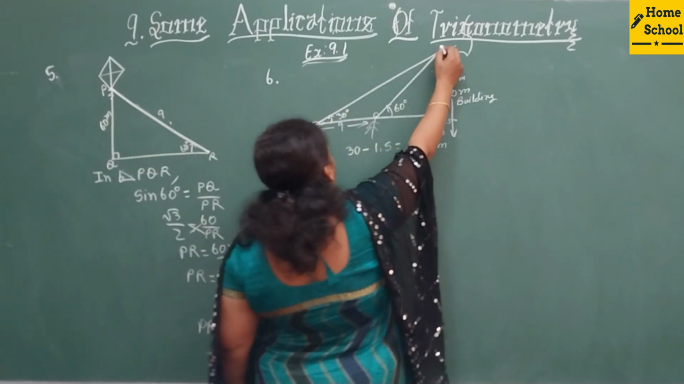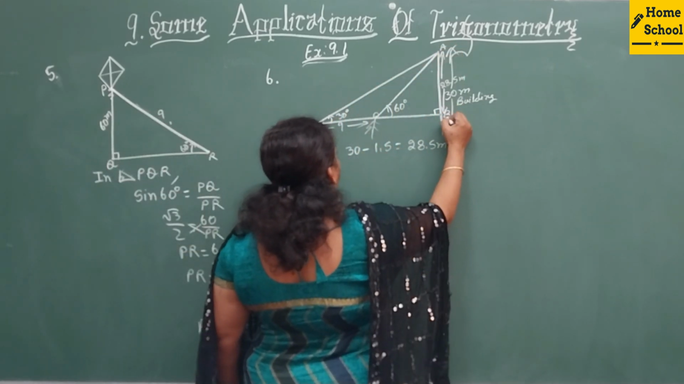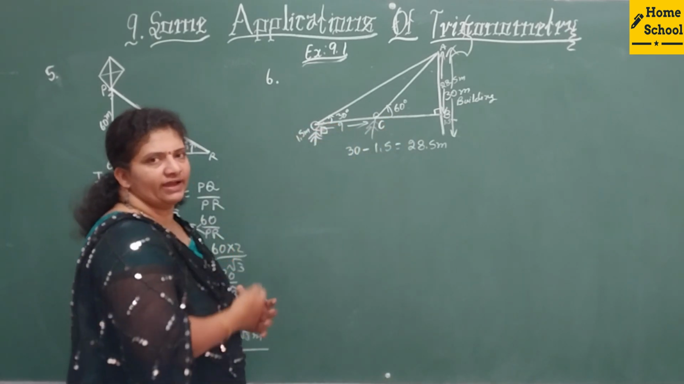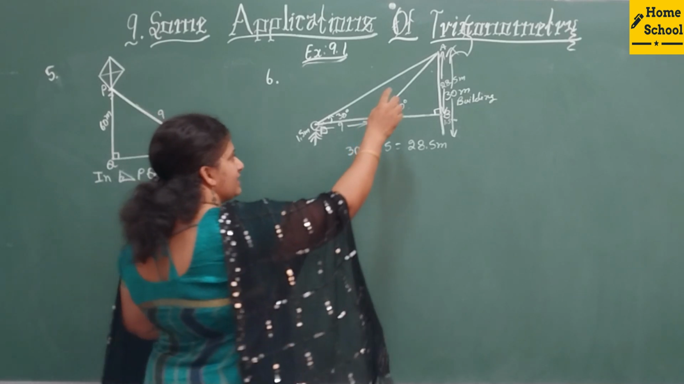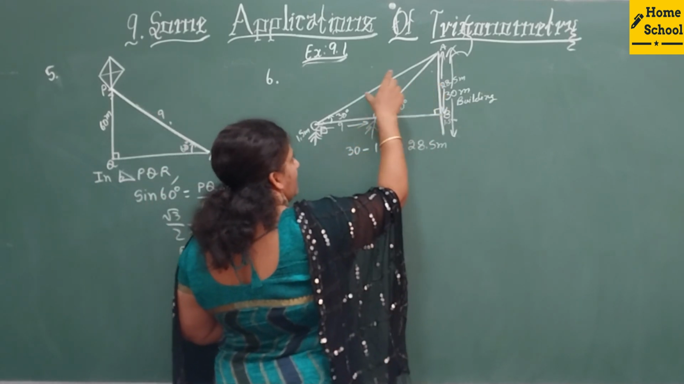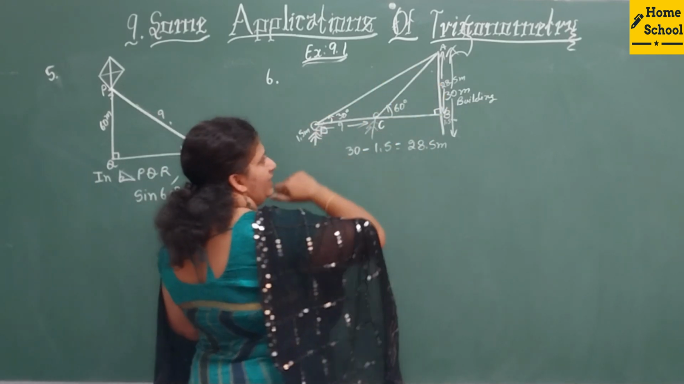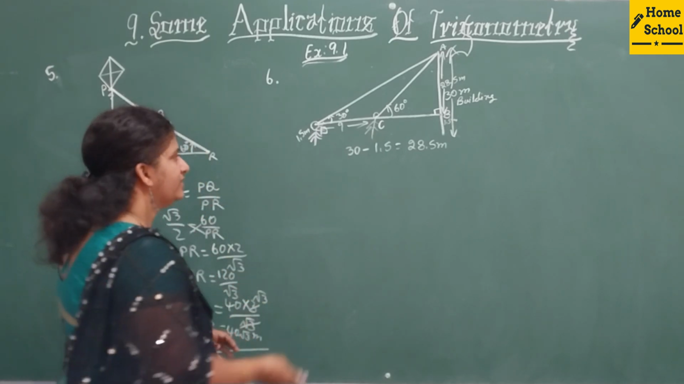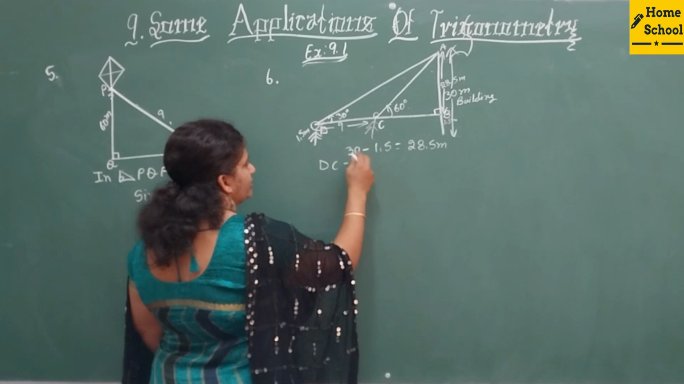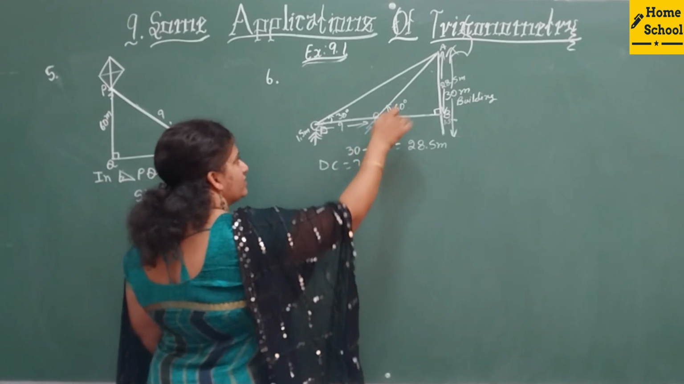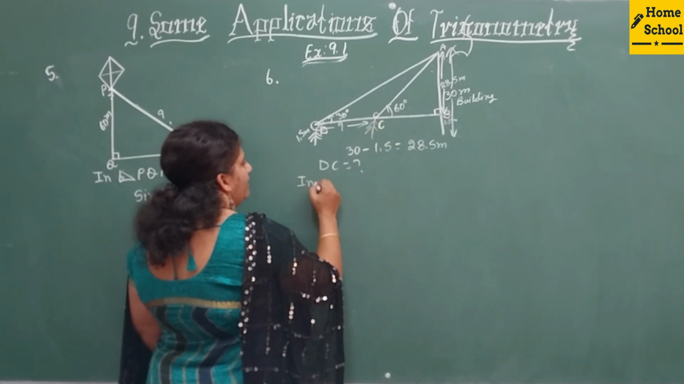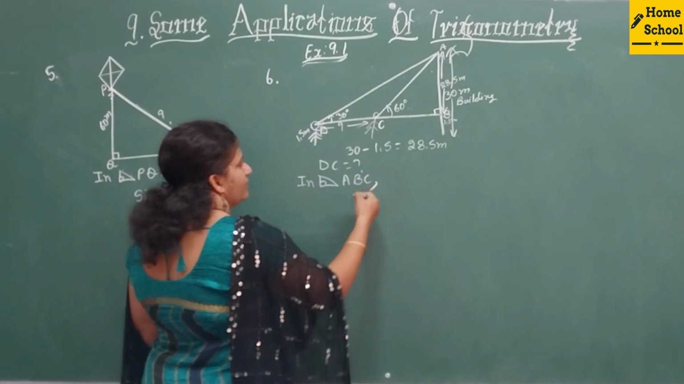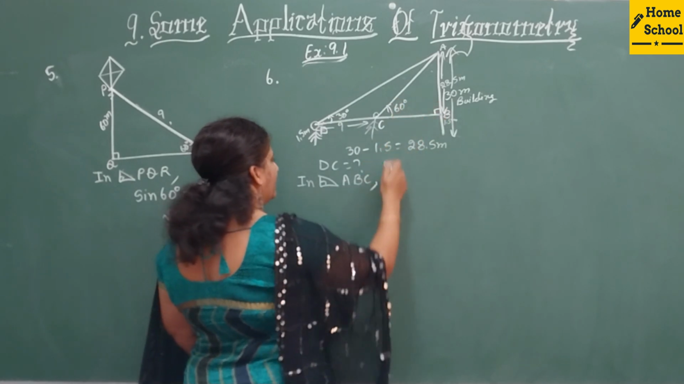So let us mark A, B, C, D. You can see two right triangles here. First right triangle ABC and second right triangle ABD. Which one you want? You can take that triangle first. I will write DC is equal to question mark. I need to find this, right? So first let me take right triangle ABC. This small triangle I am taking.